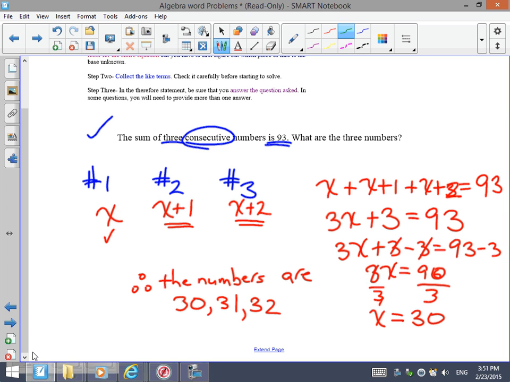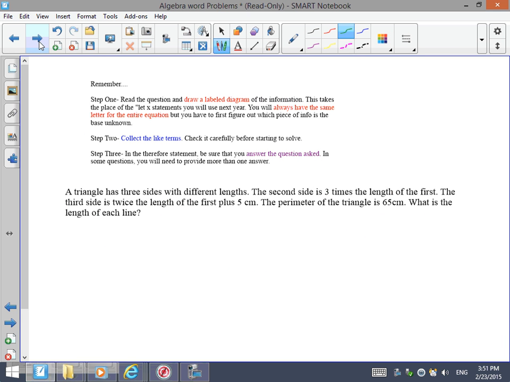When I look to see how that would be marked, remember you get 1 for your diagram, 2 for your math work, and 1 for your therefore statement. We're doing really well, but I'm just going to do one last question with you, and then all it takes is practice.